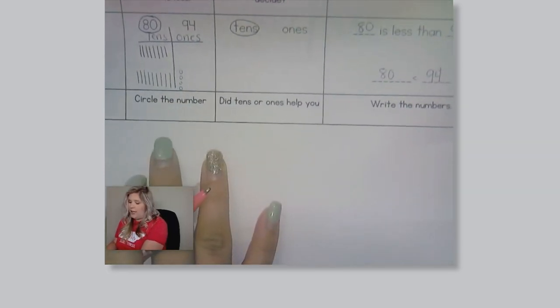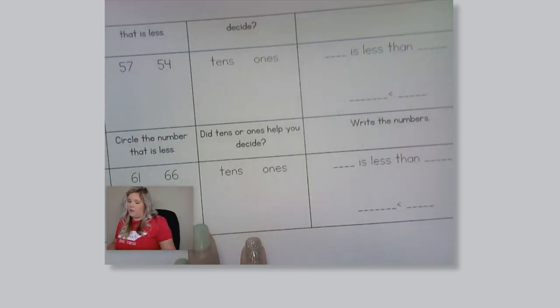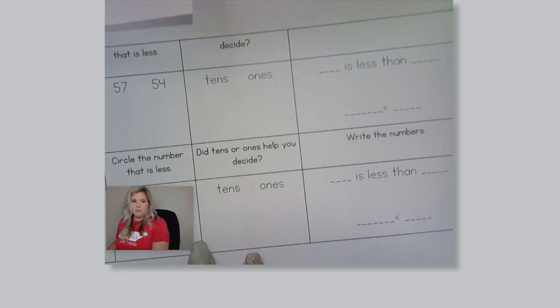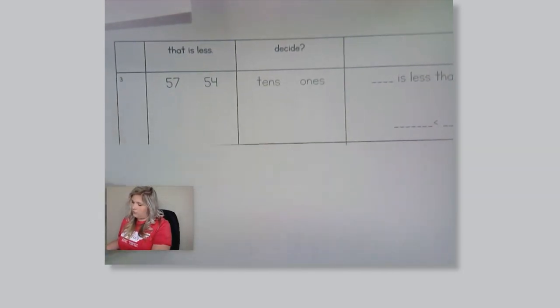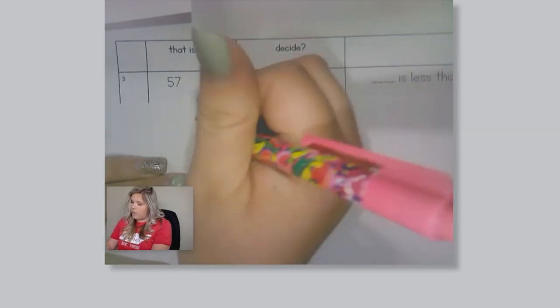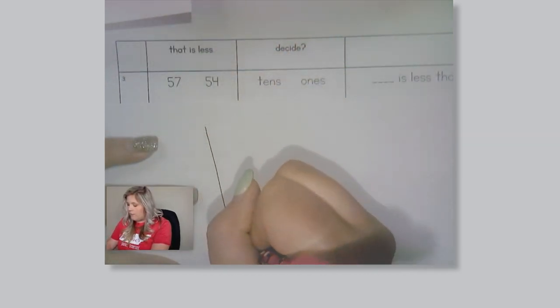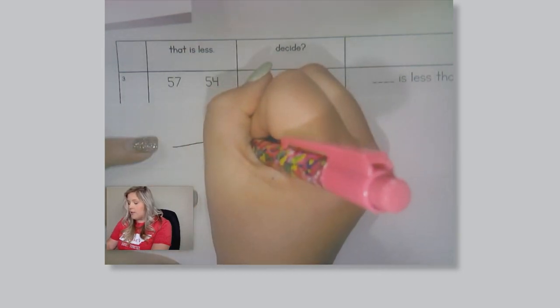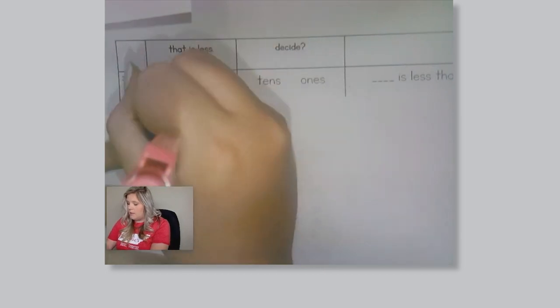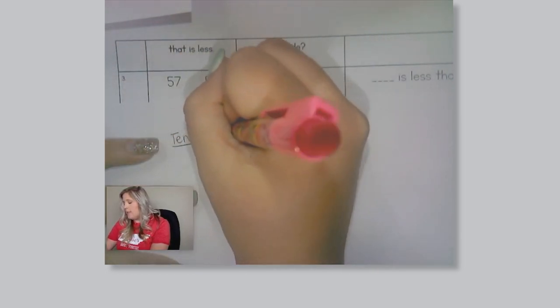For our next problem, I would like for you to get your paper and your pencil ready. To get us started, let's draw a place value chart. Remember, a place value chart is a line straight down and then a horizontal line across. Label the left side tens and the right side ones.